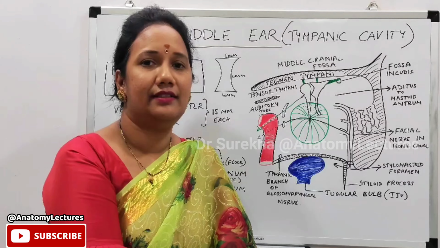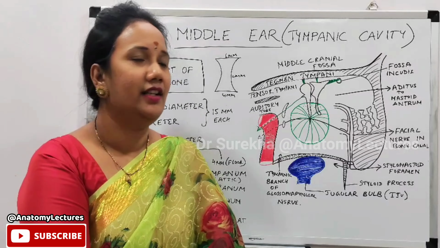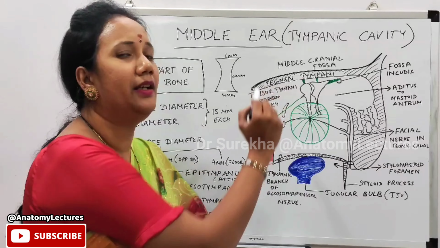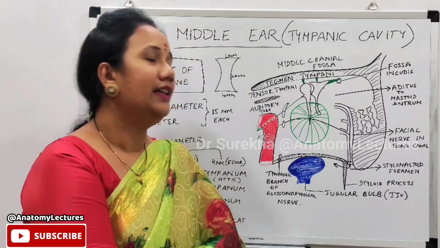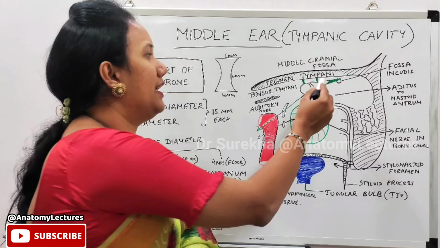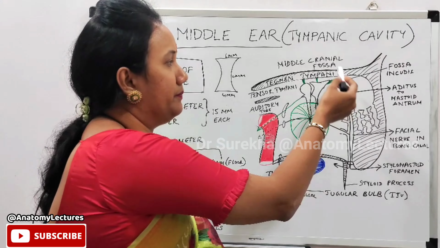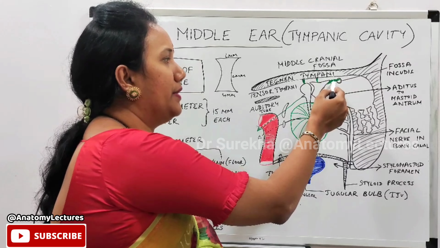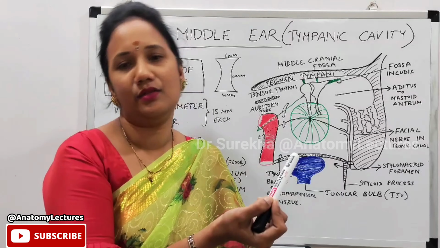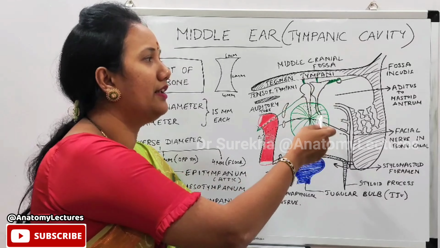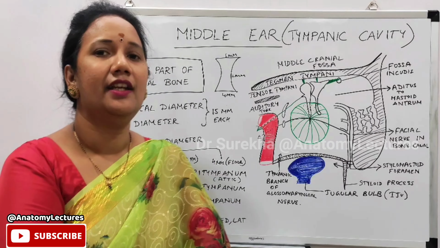So why is it important? In young people, this part of the bone is still unossified. So what happens? Any infection from the middle ear cavity can directly spread to the meninges. And in adults, what happens? There will be a patent, sometimes there can be a petrosquamous suture. So the veins from the middle ear drain into the superior sagittal sinus. So in such cases, infection from the middle ear can spread into the intracranial dural sinuses. So that is the importance.